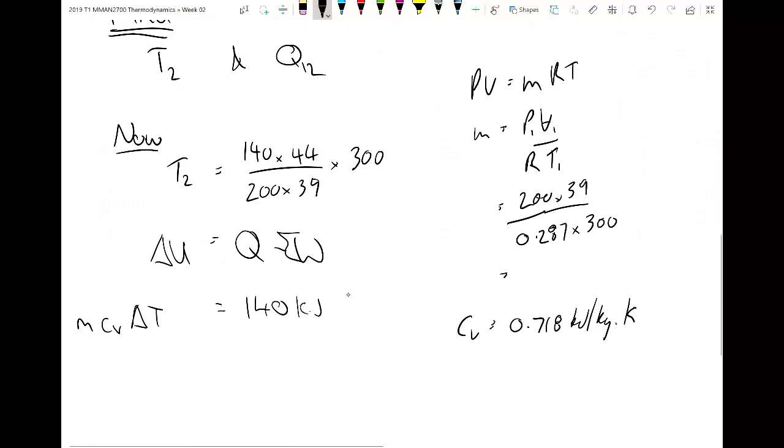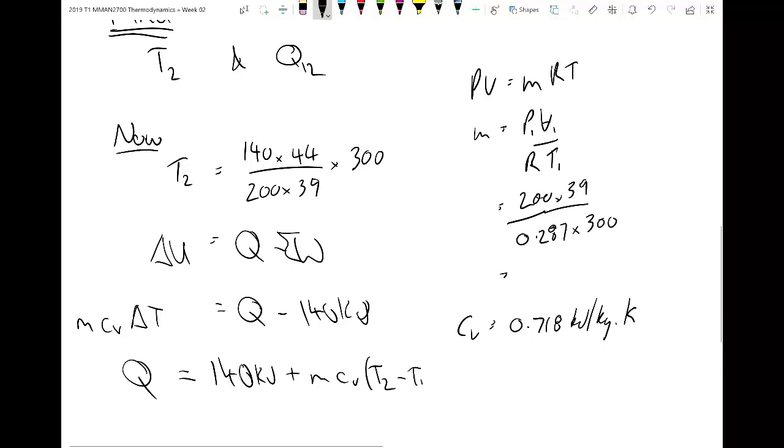So we need Q minus 140 kilojoules. Q equals 140 kilojoules plus mCV, I'm going to say T2 minus T1. Cool. Does anyone want to talk about that more? Do you want me to put the numbers in? Putting the numbers in to me just means alt-tabbing across to Chrome and calculator stuff, right? But that's the logic.